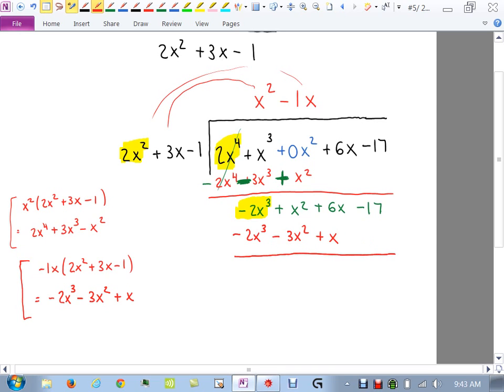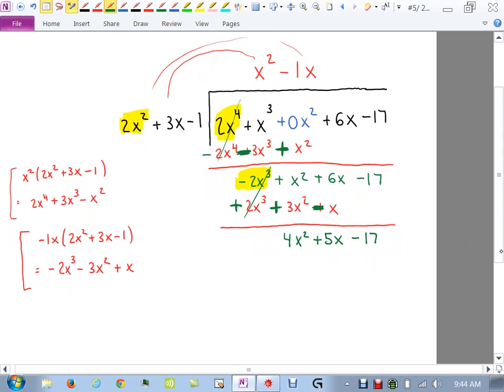But I have to come through and subtract this row, or change the signs, right? So that my minuses become pluses, my pluses become minuses. Adding straight down, first two cancel, then we have what? How many x squareds? 4x squared, and then plus 5x, and then bring down negative 17.